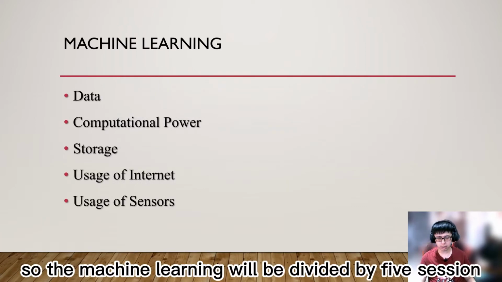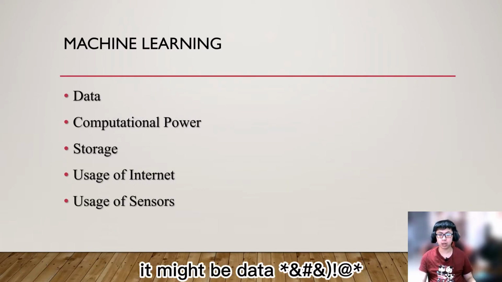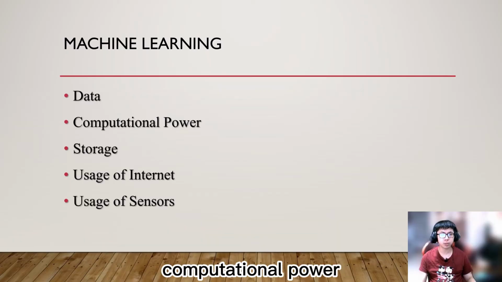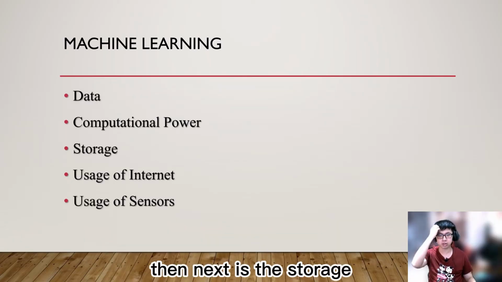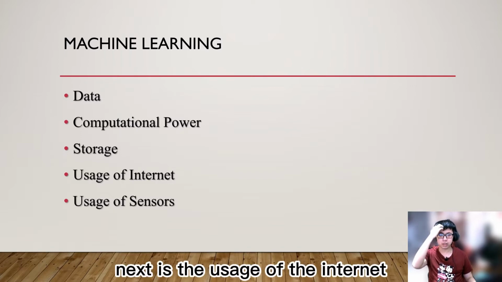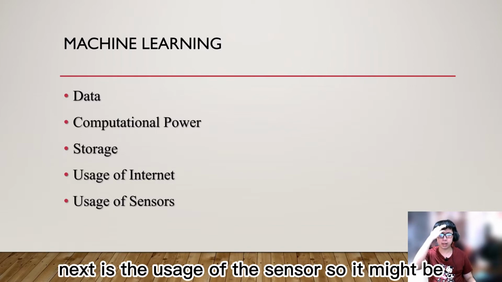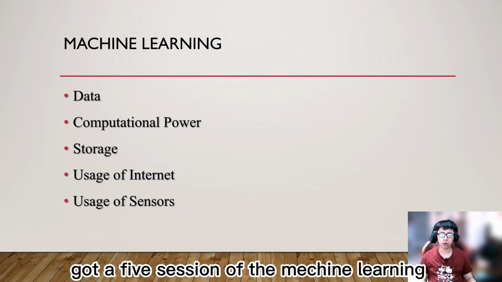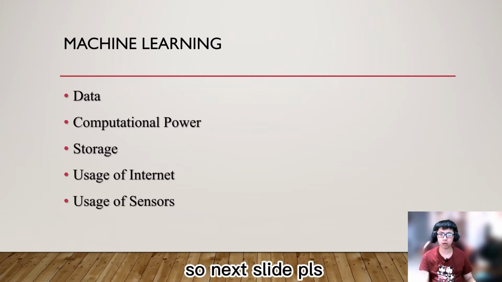So machine learning will be divided into 5 sections. It might be data, computational power, then the storage, the use of the internet, and the use of sensors. So there are 5 sections of machine learning. Next slide please.